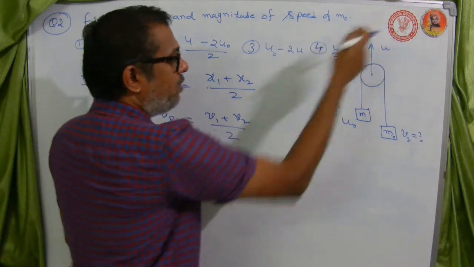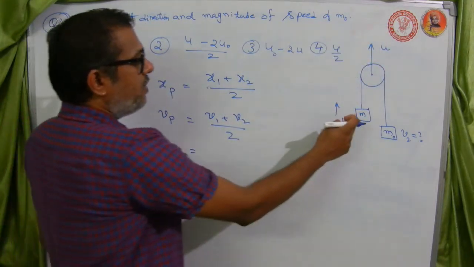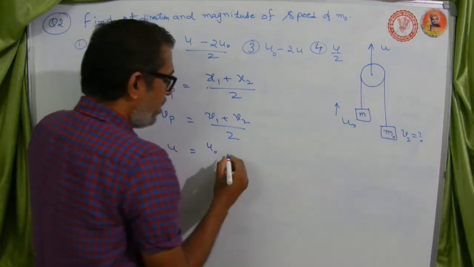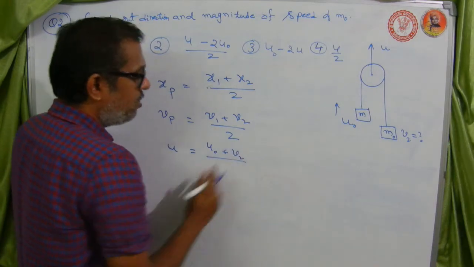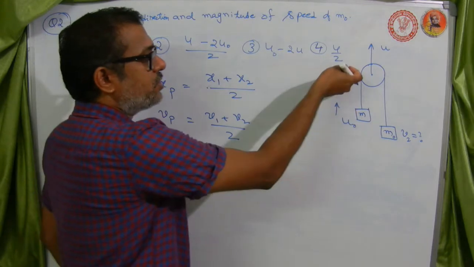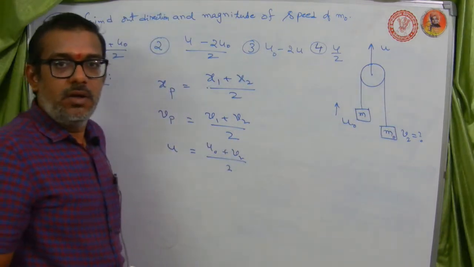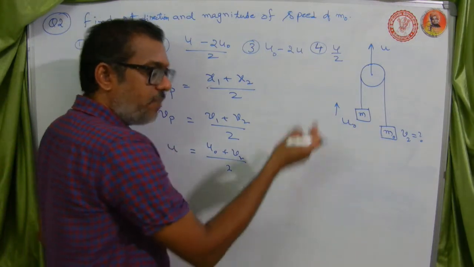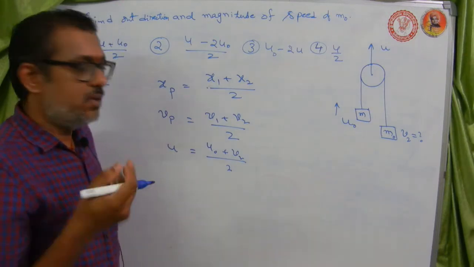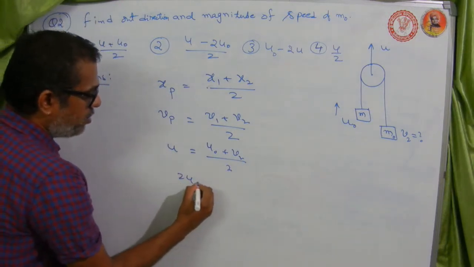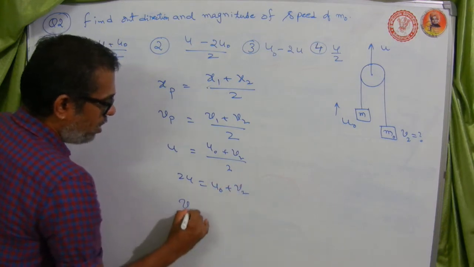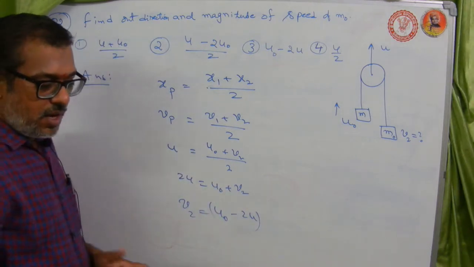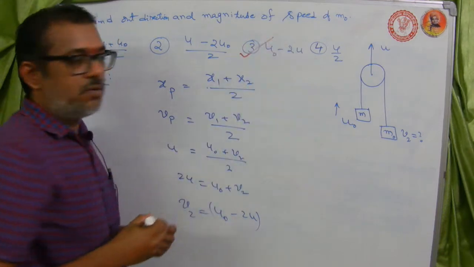Now the velocity of the pulley is u in the upward direction, therefore u is equal to the velocity of the left side, which is in the forward direction, take it as u0, plus v2, all divided by 2. When this block is going up, no doubt m0 will fall, that is, it moves in the downward direction. We will find that magnitude. Upon multiplying by 2 we have 2u equal to u0 plus v2, or v2 is equal to u0 minus 2u. So, upon carefully looking at the system, the third option is the correct answer.